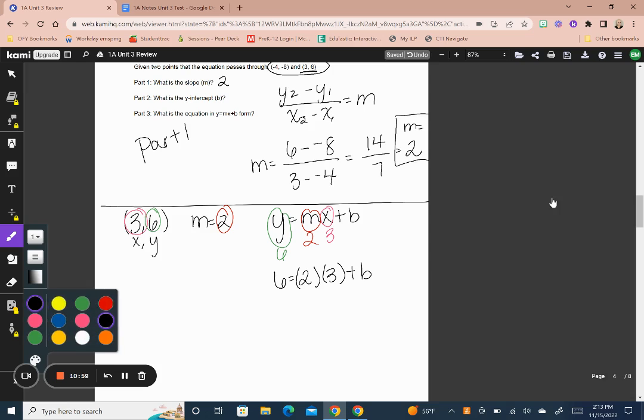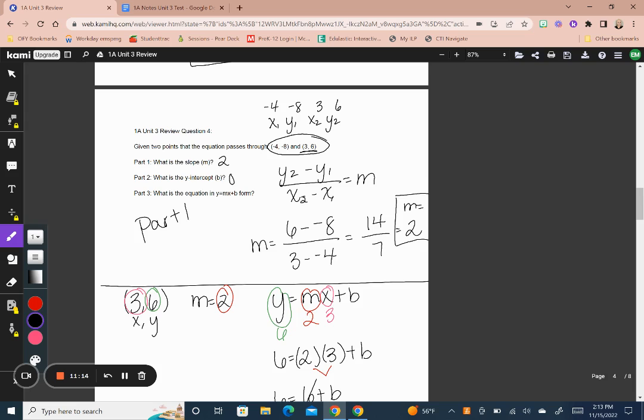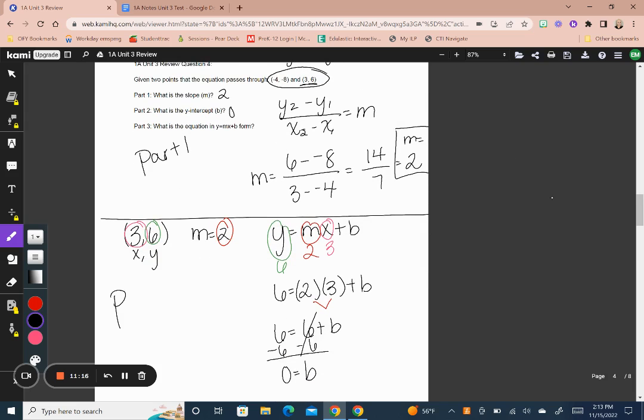Remember, mx is a multiply, so you're multiplying these two numbers. So 2 times 3 gives me 6. And then subtract 6 from both sides. Cancels out. 6 minus 6 is 0. 0 is equal to b. Ooh, scary. Don't worry. You'll be fine. This is part 2.